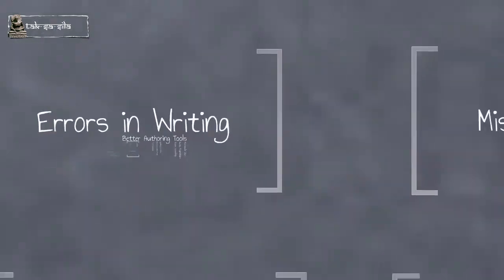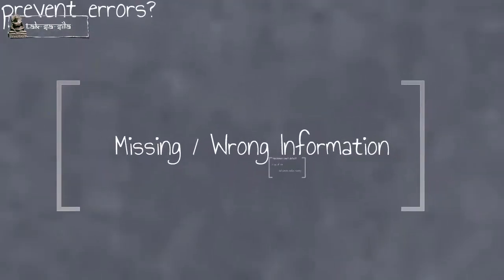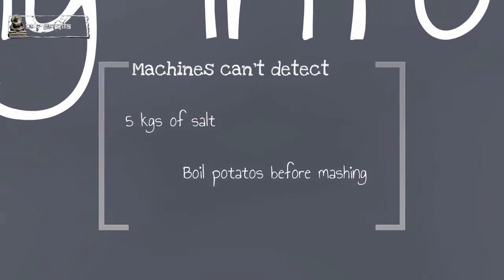The second issue, missing or wrong information. I am quite sure human beings are absolutely necessary to detect such mistakes. A machine will not be able to detect an error when you mention that one must use 5 kilograms of salt in a recipe, or if you forgot to mention that the potatoes must be boiled before you mash them. You can reduce such missing or wrong information by asking your authors to be vigilant while writing. But you can never eliminate such errors or prevent them from happening.